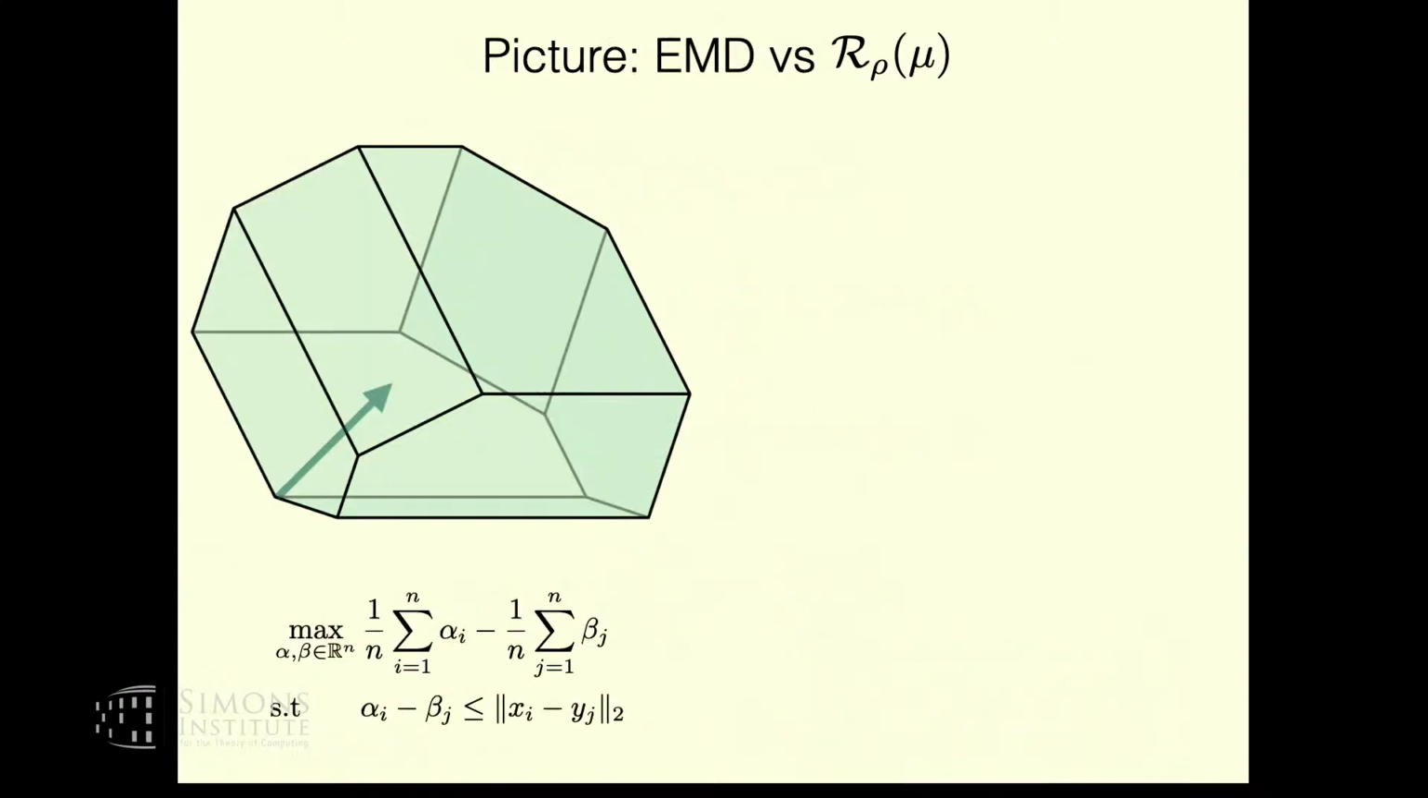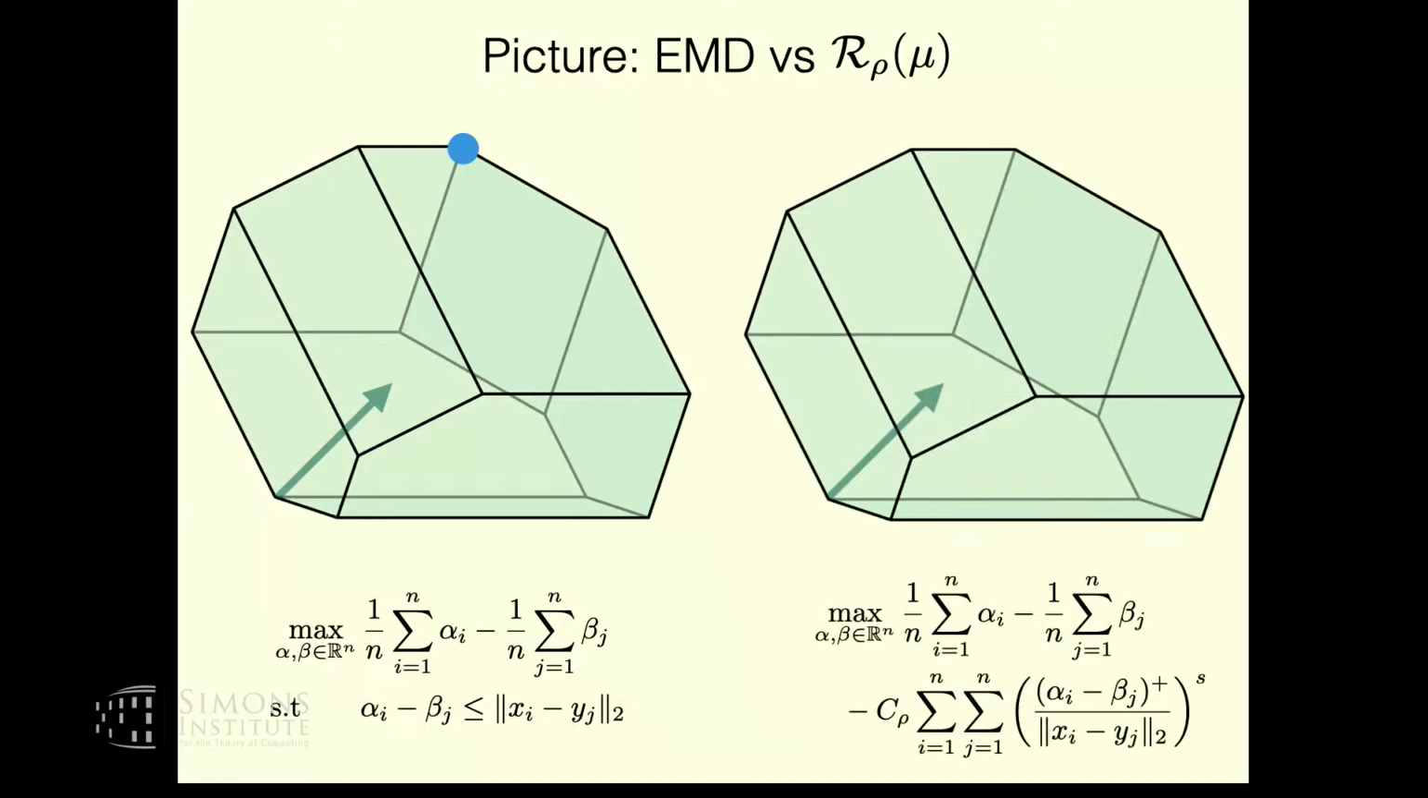Good. So really, the picture looks like the following. Let me compare the two. I have here the dual for the EMD. These are the variables alpha and beta, and each distance gives me a constraint on alpha minus beta. And here, the only difference is that these n squared many constraints are getting aggregated together. They factor into the objective.